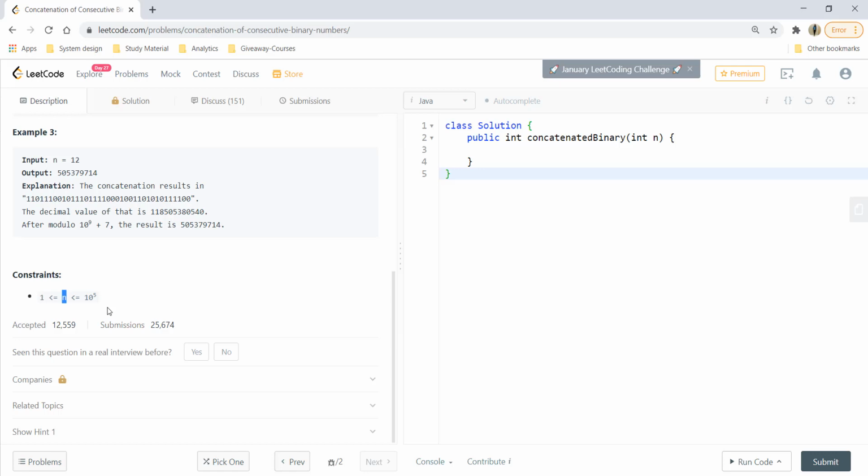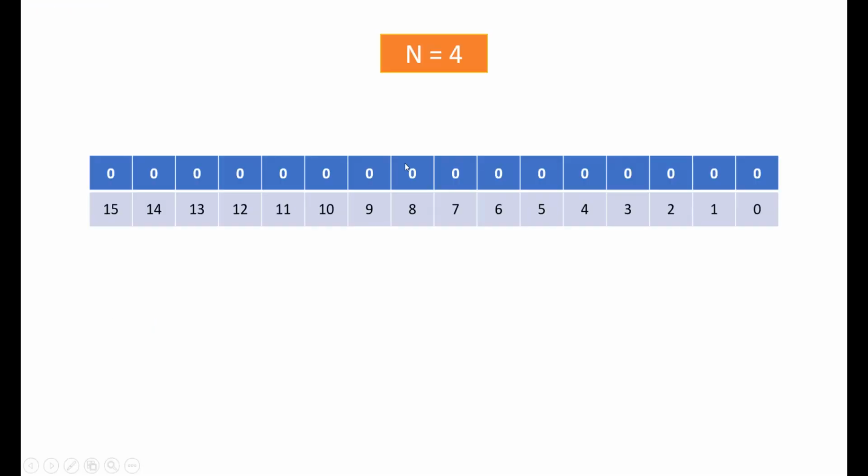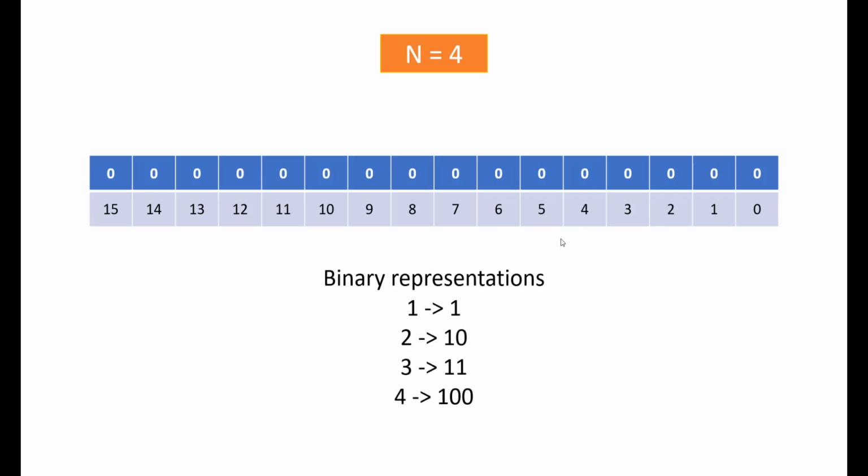Now let's see how we can solve this question. So let's take n equal to 4, and here I am taking an array of length 16 just to depict how the shifting and everything would work. If you see the binary representations from 1 to 4, it would look like this. Now what we need to do is create a string or an integer by shifting this and adding all these bits over here.